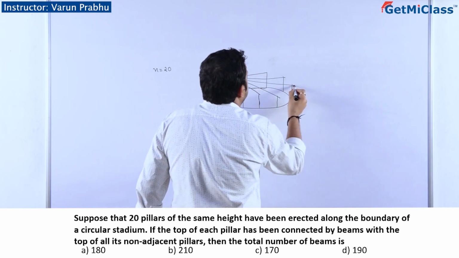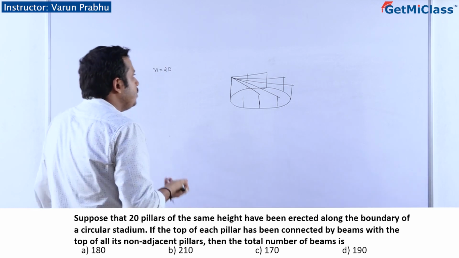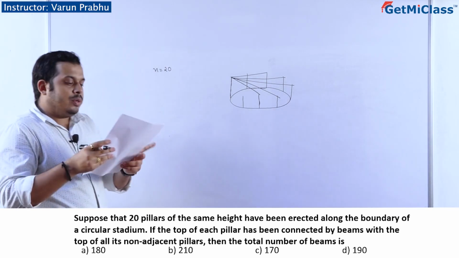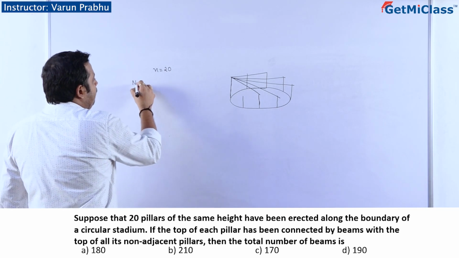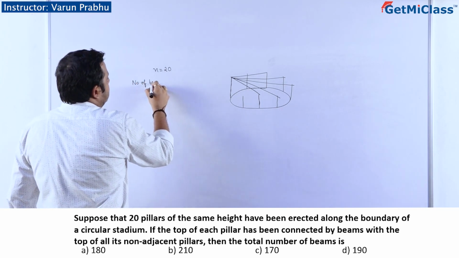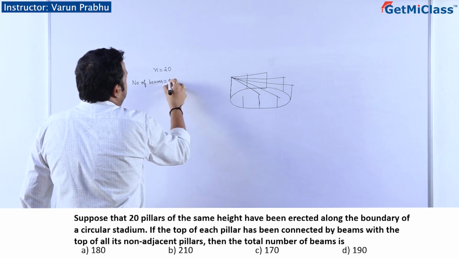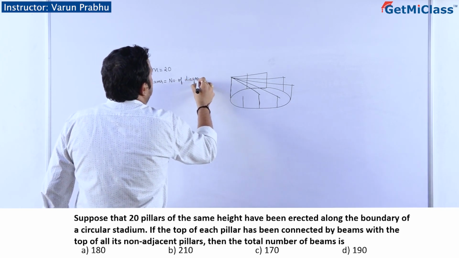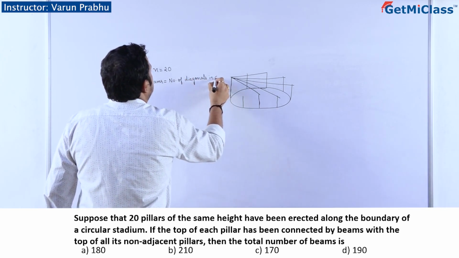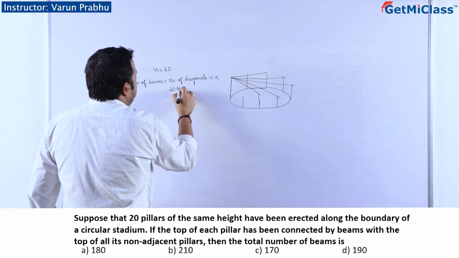So it is as good as considering the diagonal, right? It is as good as considering the diagonal. Now the question is asking you to calculate the total number of beams. The number of beams is as good as writing the number of diagonals in a 20-sided polygon, correct or not?